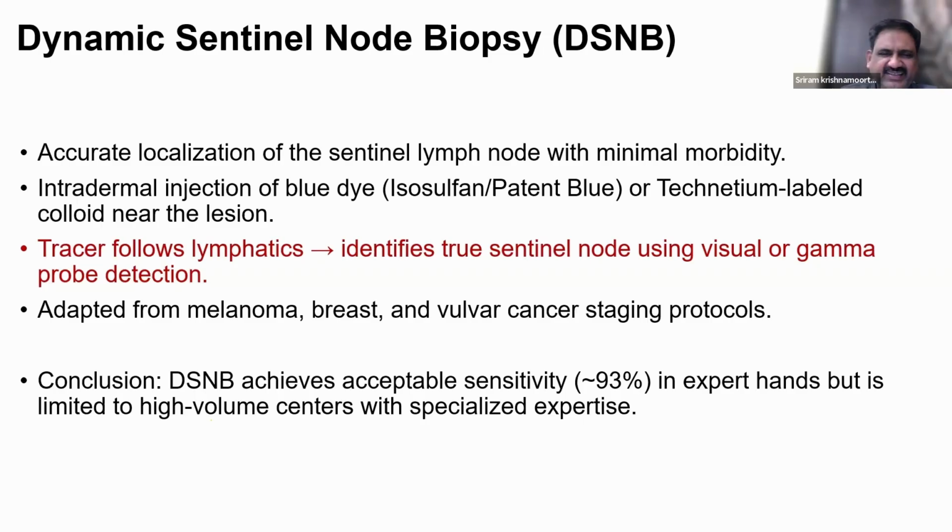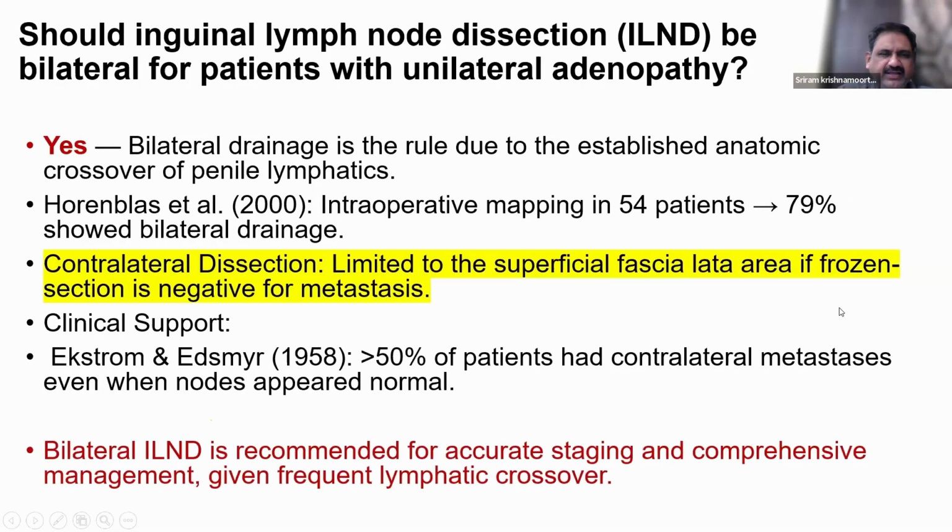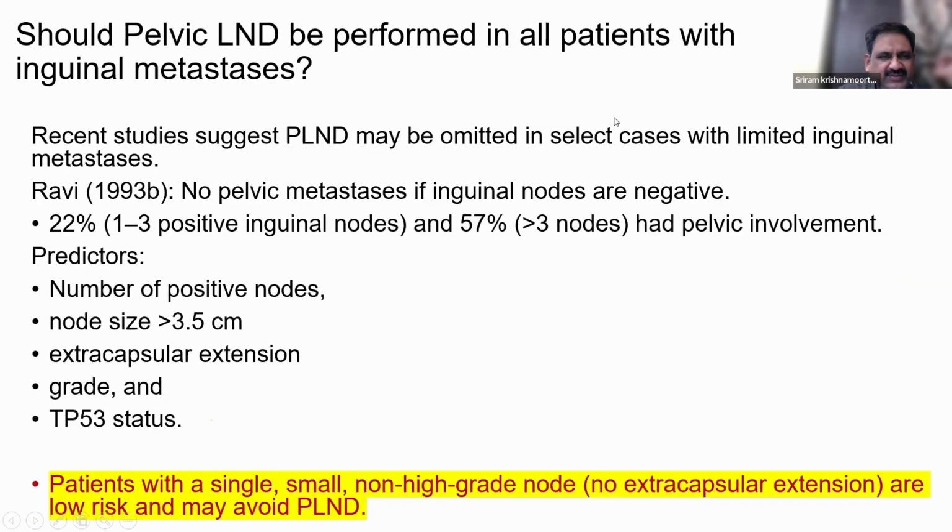But the problem here again is that the sentinel node per se has its own pros and cons. So nobody does that these days. Instead, go straight for superficial inguinal dissection, which will remove all these nodes en masse. Send it for frozen section, take it from there. And in all the scenarios we discussed, should the inguinal lymph node be dissected bilaterally for unilateral patients? Yes. All this we discussed.